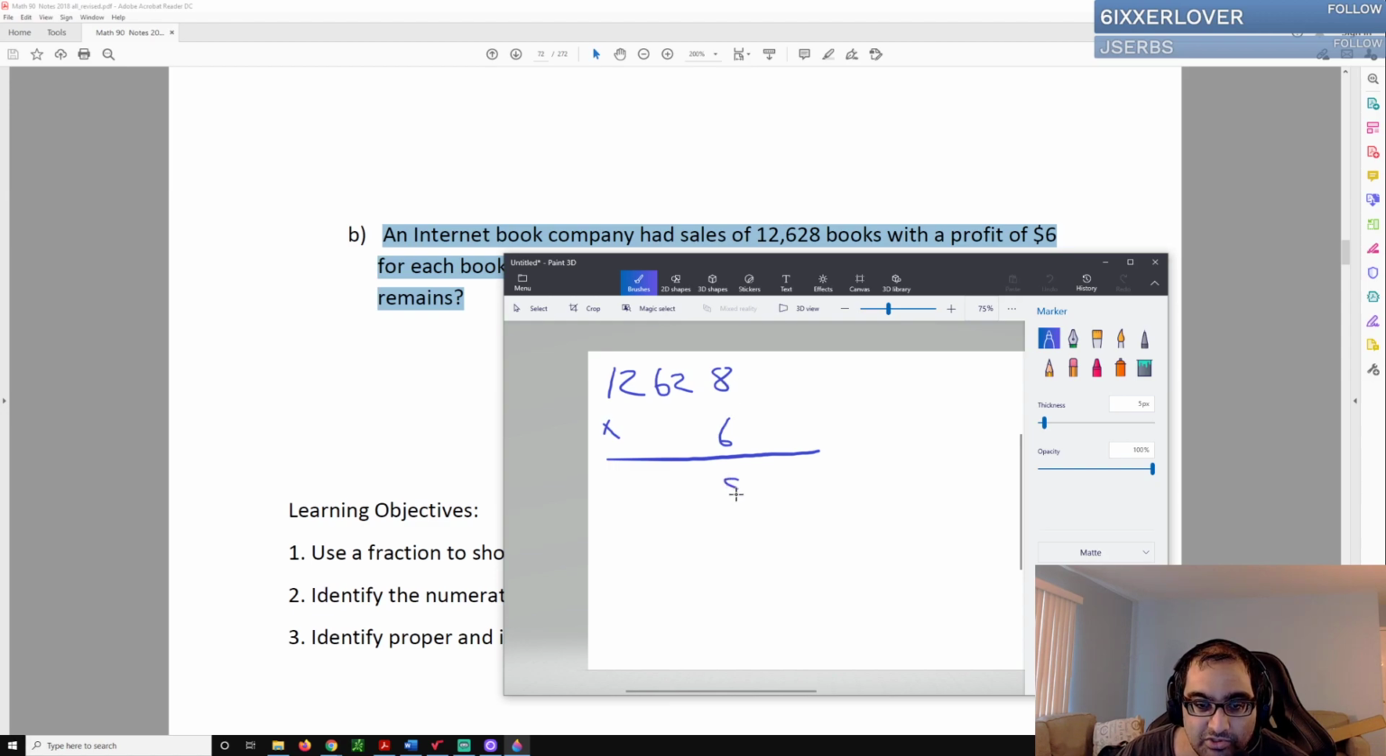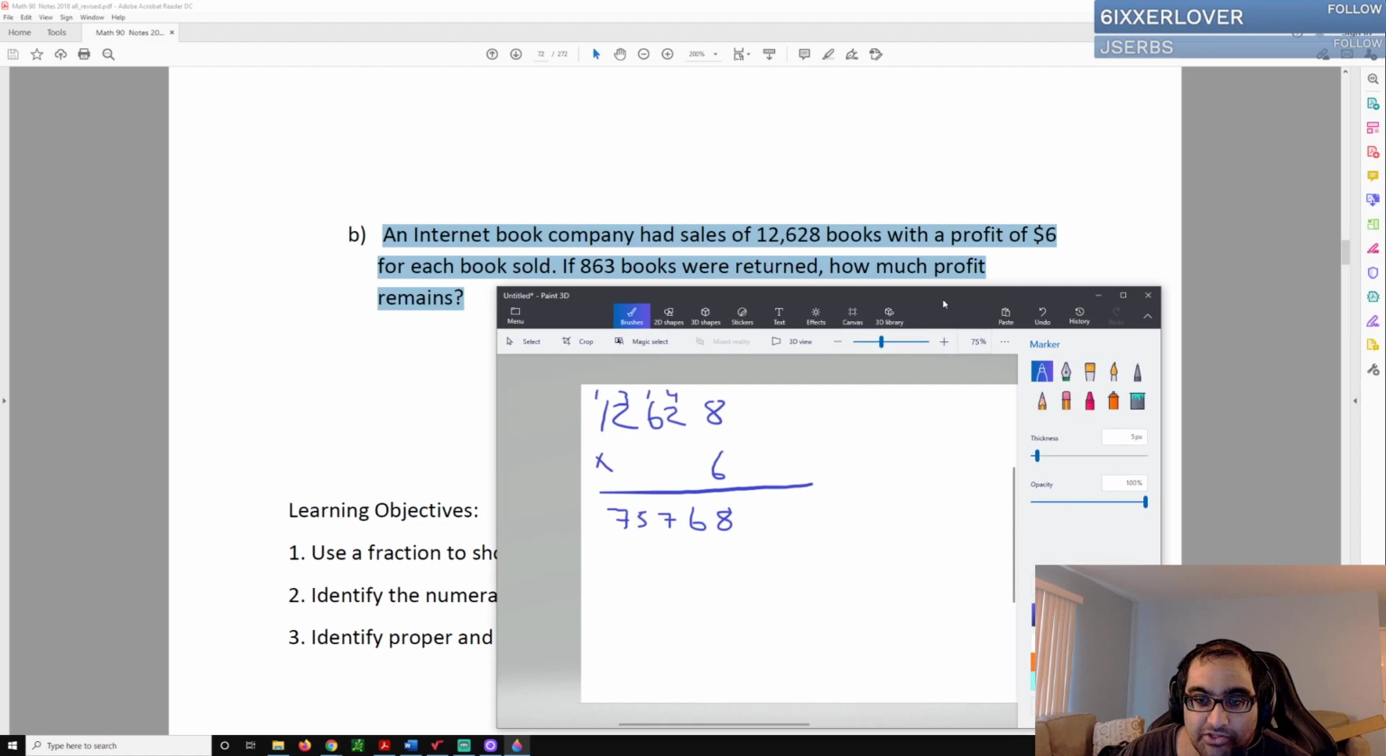So we get 8 times 6, which is 48. All right, and so we'll carry the 4. 6 times 2 is 12, plus 4 is 16. So carry 1. 6 times 6 is 36, plus 1 is 37. 6 times 2 is 12, plus 3 is 15. And 6 times 1 is 6, plus 1 is 7. So $75,768 is how much we made in profit by selling all those books.